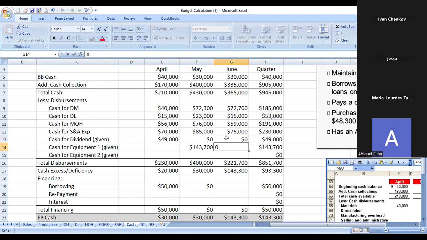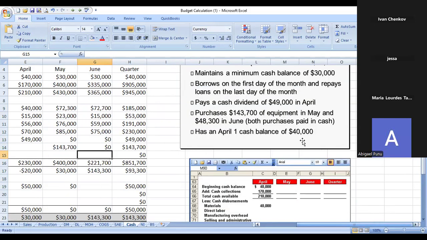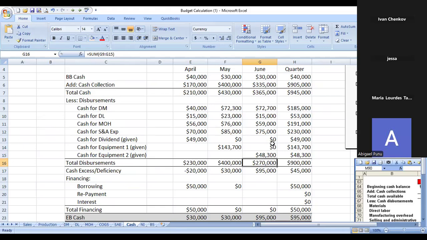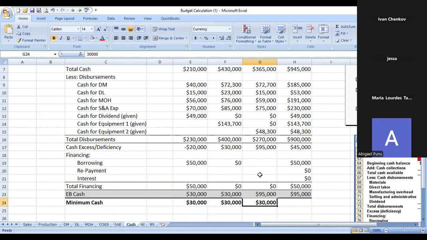We already purchased the first equipment, but now we have to purchase the second equipment. For the second equipment, we have to pay $48,300. Let's pay those $48,300, and let's see where we are. Now we end up with $270,000 spending. So at this point, we have a cash excess of $95,000. Now we need only a minimum of 30. So we have $65,000 excess.